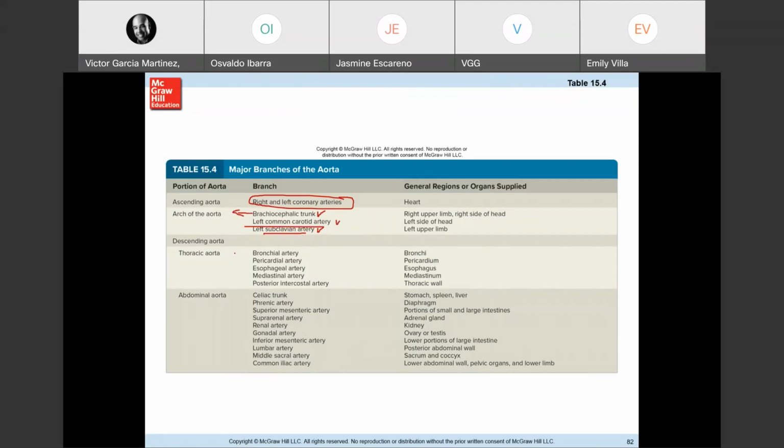Then you have the descending aorta, and you have the thoracic portion, and you have some important arteries. All of them are for organs in your thorax. And some portion of the abdominal aorta. Remember, between thorax and abdomen, you're going to have the diaphragm dividing these two. The diaphragm is the muscle dividing our thoracic cavity and the abdominal cavity. Then in the abdominal aorta, you have the celiac trunk, which is the first branch.